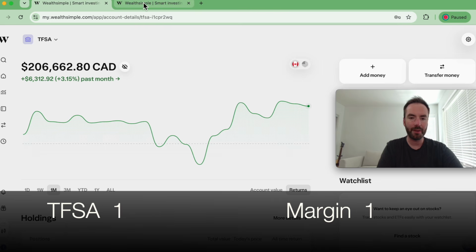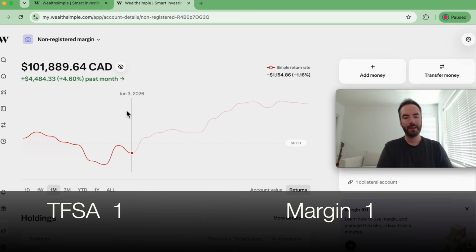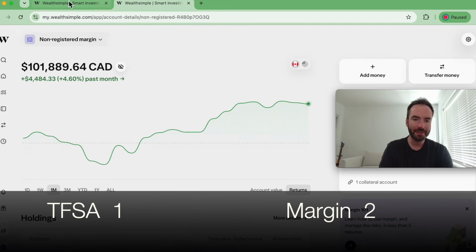But what about the margin account? Over the past 1 month, it is up 4.6%. We're going to give a check mark to the non-reg margin account. So it's up 2-1 versus the TFSA.